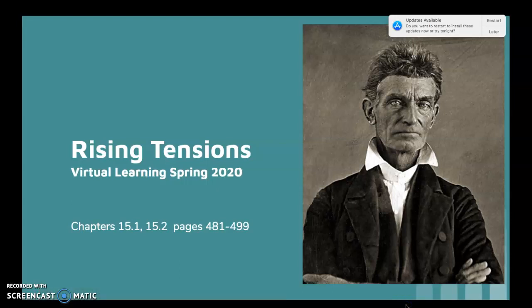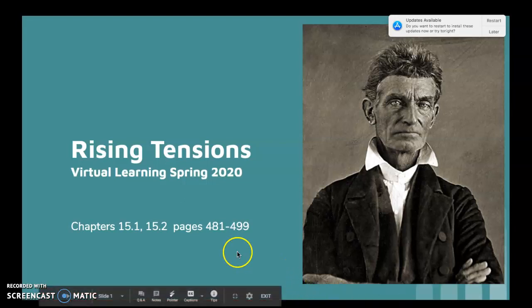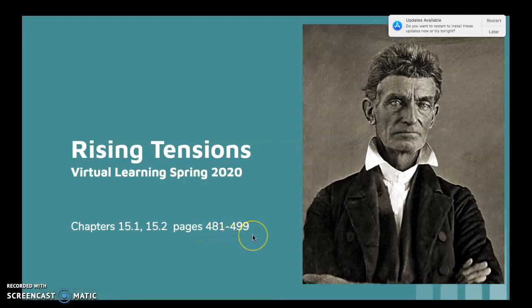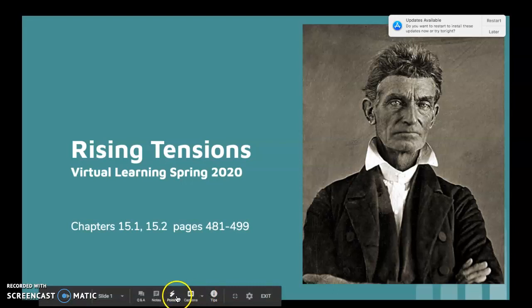Moving along to chapter 15.1 and 15.2, which covers pages 481 to 499 in your textbook. We're going to be looking at what I call rising tensions. No, that is not a picture of me. He's got too much hair to be me. That is John Brown, who you're going to learn about at the end of this presentation.